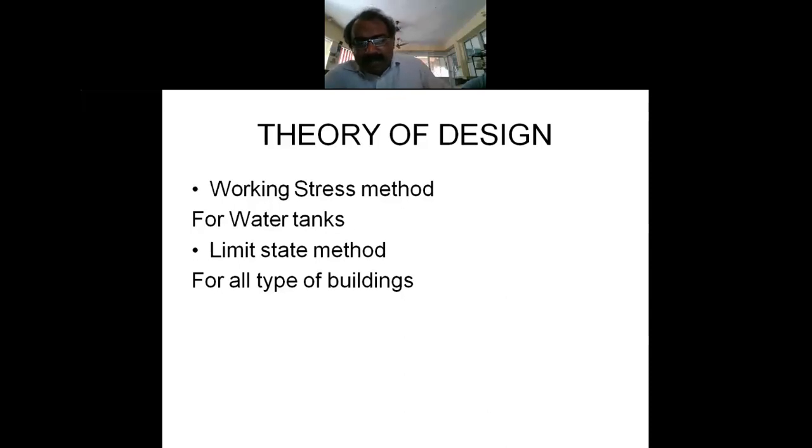In limit state, all buildings are designed. That means we are not deliberately allowing cracks, but there is a chance of cracks. Crack width is also another criterion, for serviceability. When you come to design, you know all those things.